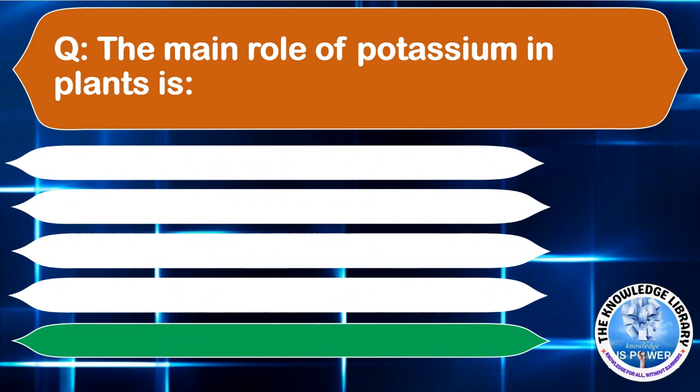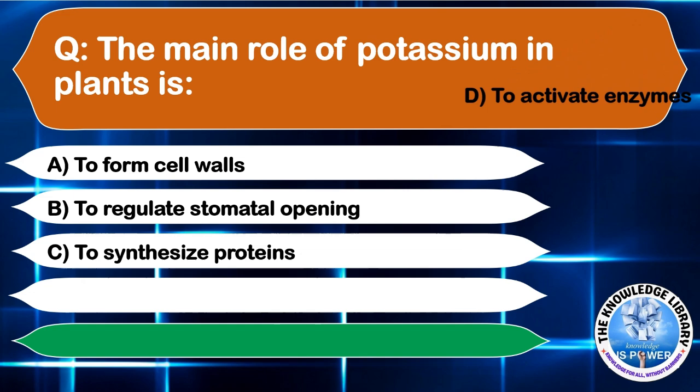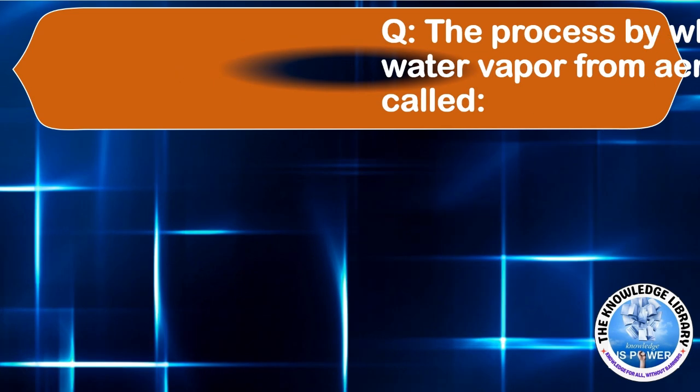The main role of potassium in plants is option A, to form cell walls. Option B, to regulate stomatal opening. Option C, to synthesize proteins. Or option D, to activate enzymes. The correct answer is option B, to regulate stomatal opening. Moving to the next question.